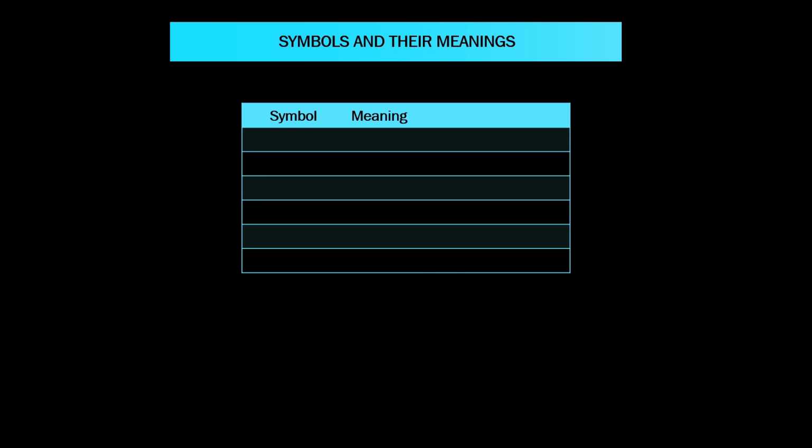Let's begin with symbols and their meanings. This symbol means doesn't equal. So for example, 3 does not equal 5. This symbol means approximately equal to. So 7.9 recurring is approximately equal to 8.